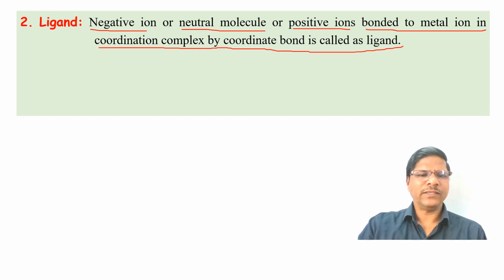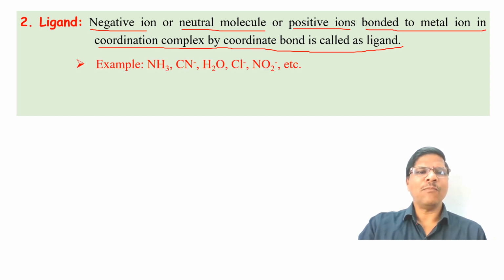So it is a very simple definition. So what are the examples? Ammonia, neutral molecule. Cyanide, negatively charged species. H2O, neutral molecule. Cl minus, negative ion. NO2 minus, negative ion. All of them can bond to the metal ion by the coordinate bond, and hence all of them are regarded as ligands.